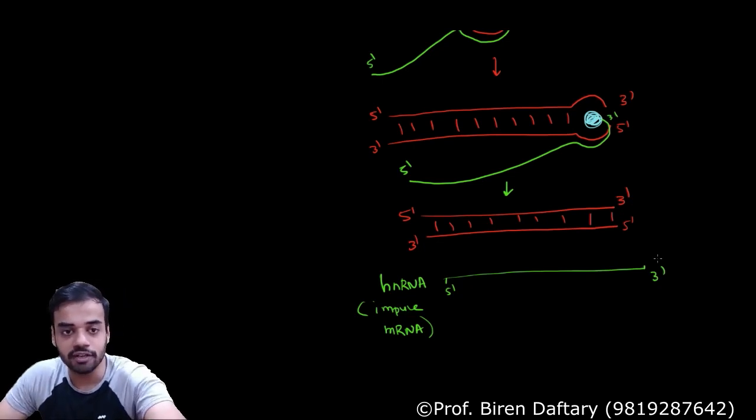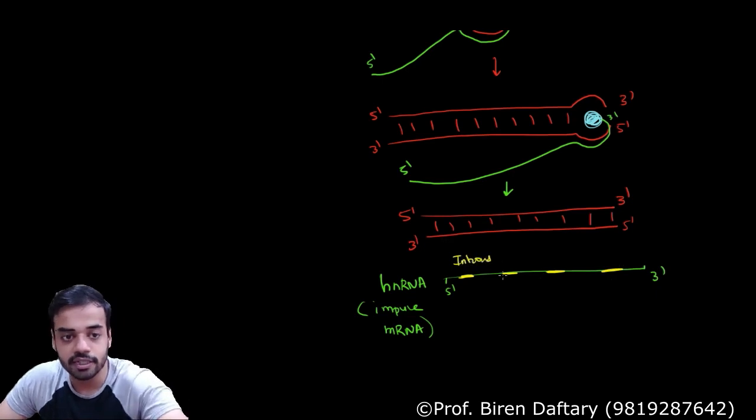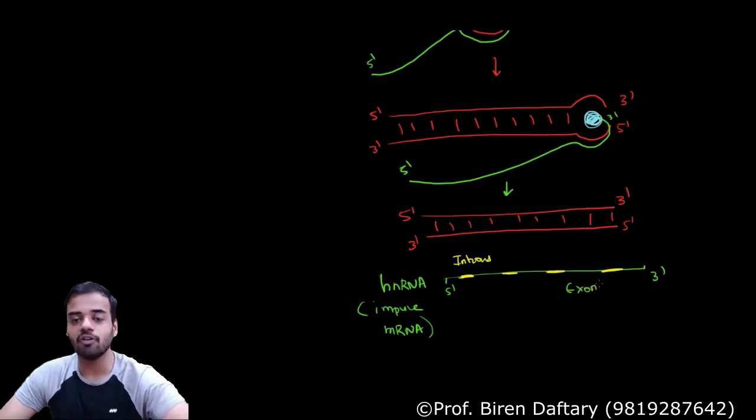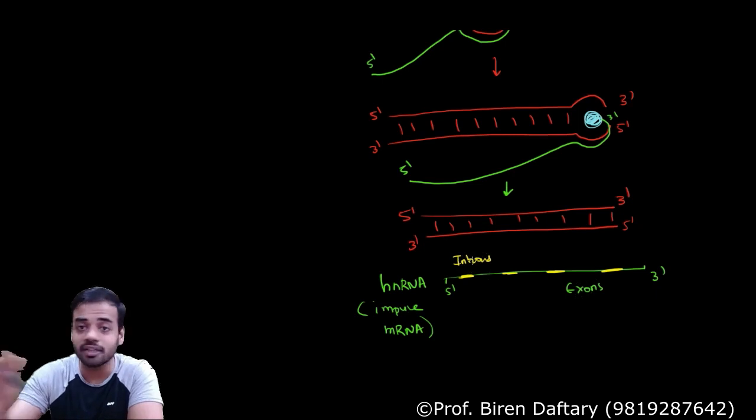Okay, so now I will use a yellow color. These yellow colored areas are the areas which I will call as introns, whereas the green colored areas are the areas which I will call as exons. Exons are the areas which will help in translation. Exons are the areas which have got codons. Introns are the areas which are non-coding. They do not have codons. They will not help in translation.